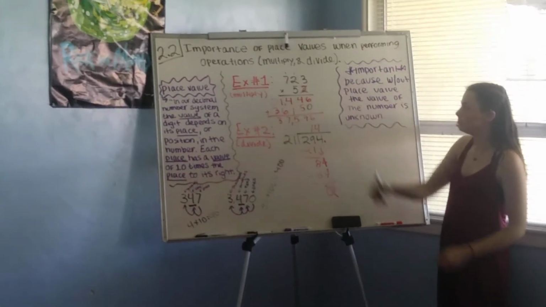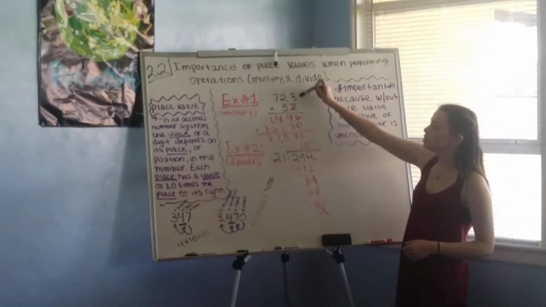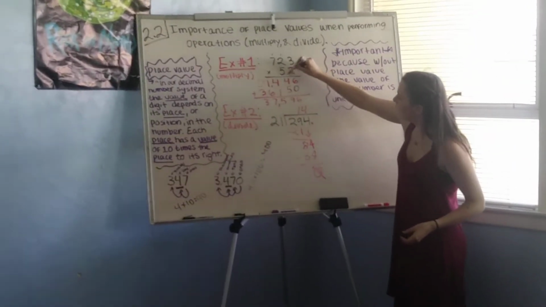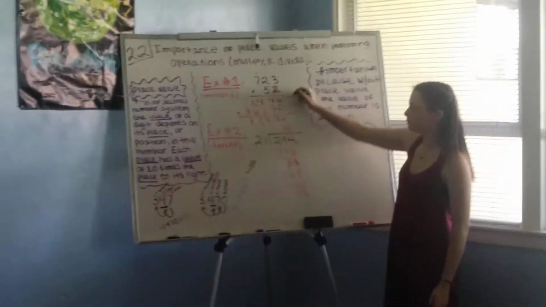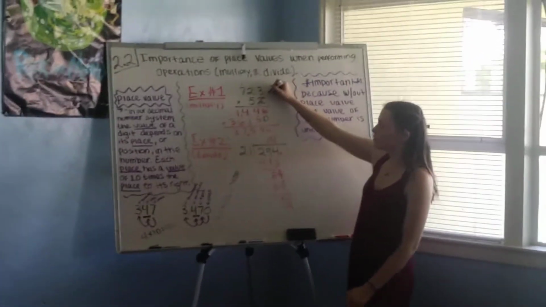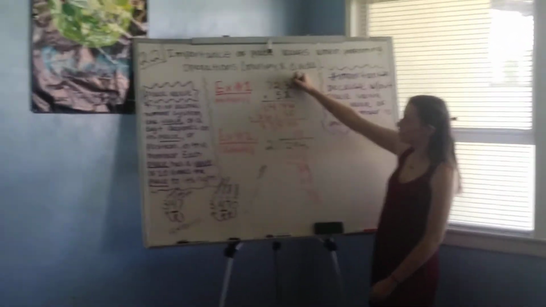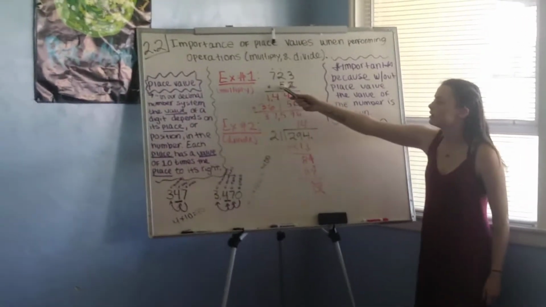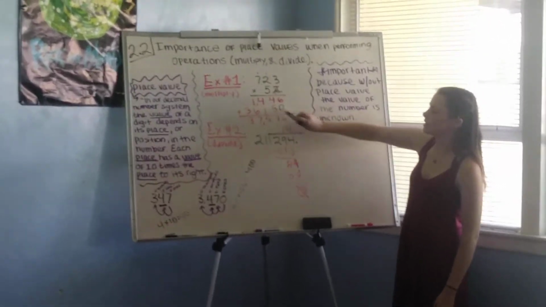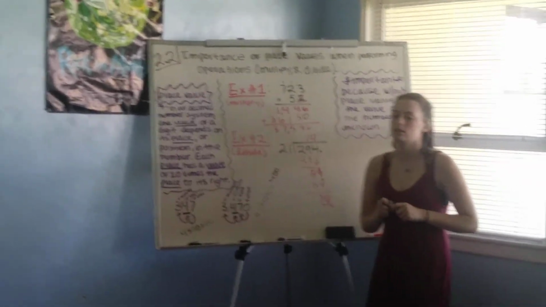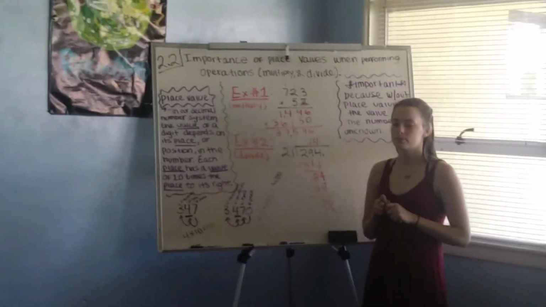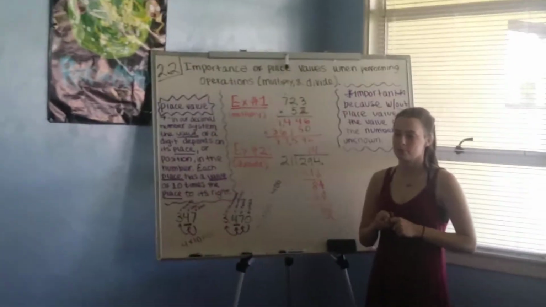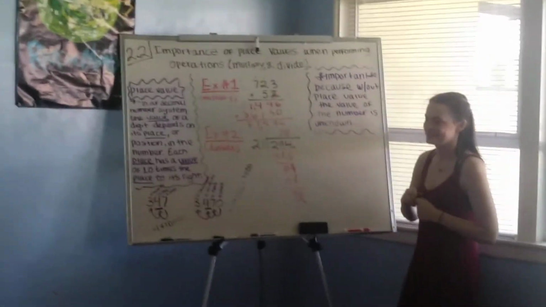So in multiplication, if you're multiplying 723 times 52, we have to multiply: what is 2 times 3? 6. Okay. 2 times 2? 4. 2 times 7? 14. Okay, now when we start with the 5 and we're multiplying, why do we put this 0 here? We put the 0 there to tell us the place value and that we're working in the tens place, so when we're in the tens place we add a 0.